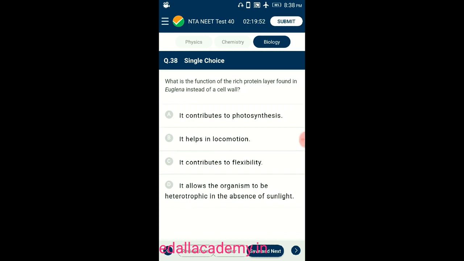Question number 38. What is the function of the protein-rich layer found in Euglena instead of a cell wall? Euglenids are freshwater organisms with no cell wall. They have a protein-rich layer called the pellicle, which makes their body flexible. They have two flagella, a short and a long one. Though they are photosynthetic in the presence of sunlight, when deprived of sunlight, they behave like heterotrophs by predating on other smaller organisms. So the answer for this question is that it contributes to flexibility. So the correct option is C.